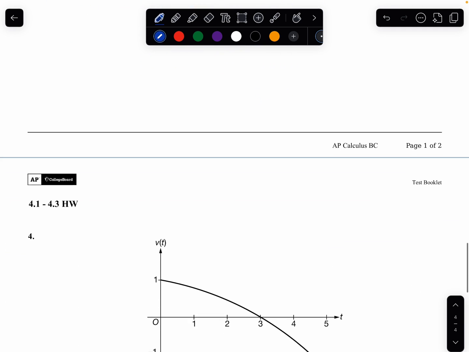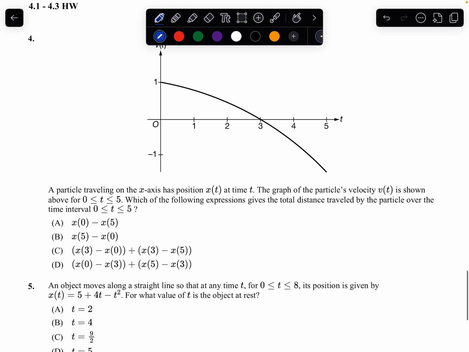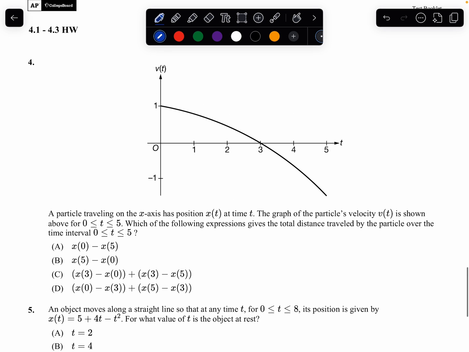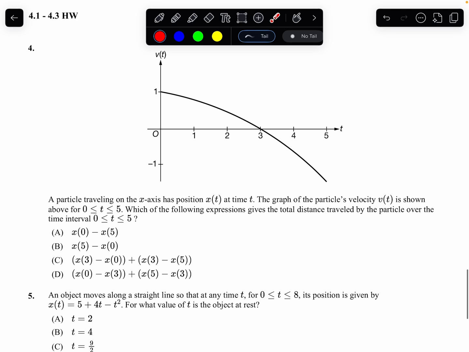But yeah. For 4, a particle traveling along the x-axis has the position x of t at time t. The graph of the particle's velocity is shown. So this graph right here is of velocity, not of the position. Which of the following expressions gives the total, oh wait a minute. Did we talk about total distance in class? We absolutely did not. Oops. That's my bad. Okay, I'll do my best to explain this then.